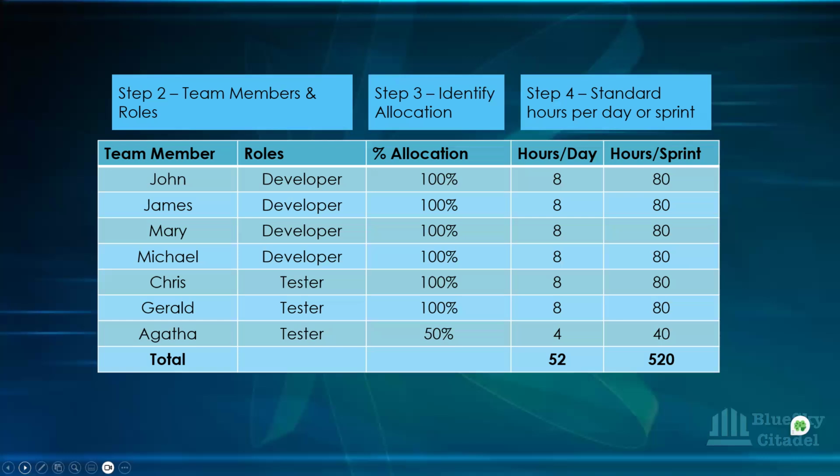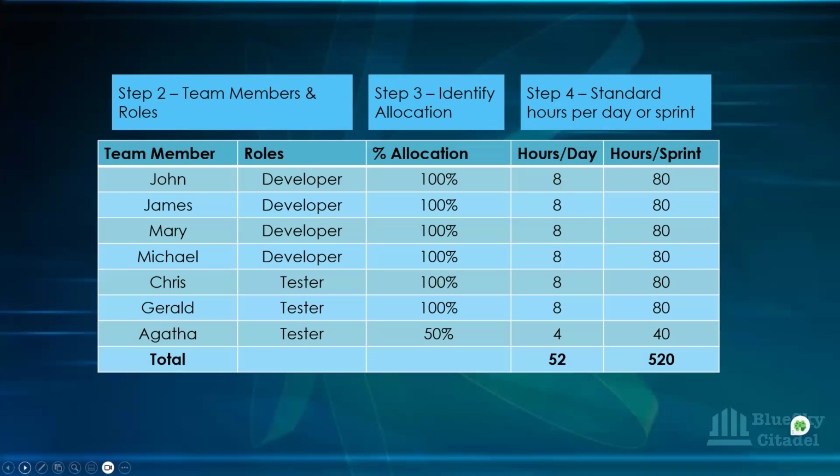And then you identify their allocation. So the third column is what you're looking at. And then you can see that John, James, Mary, Michael, Chris, and Gerard, they have 100% allocation. However, Agatha has 50. Can anybody tell me why Agatha has 50? Where do you think Agatha falls into here? Anyone? If you've been following what I've been saying. She was borrowed from another team. Good. Agatha was borrowed. That's why we have her as 50%. So the team that released her are saying we can only give you 50% of our allocation for this.